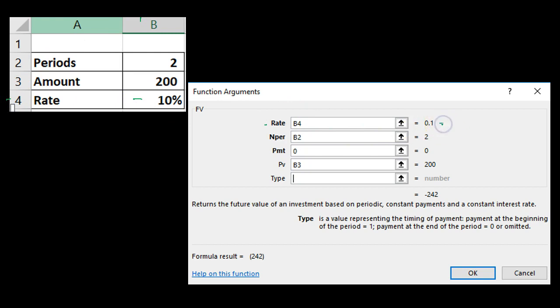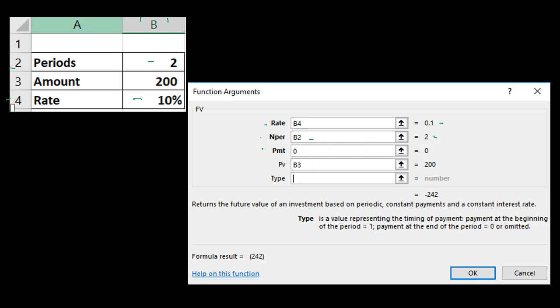It'll give you basically what is in that cell over here. And then we have the number of periods. That's in cell B2. So in cell B2, we have 2. And cell B2 gives us 2. The number of payments is 0. That's the tricky piece. This is 0.